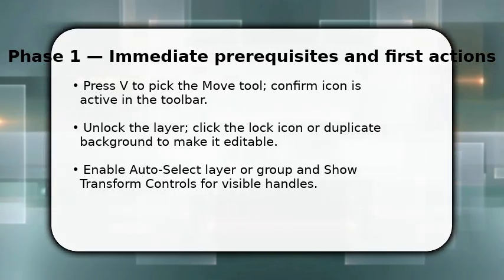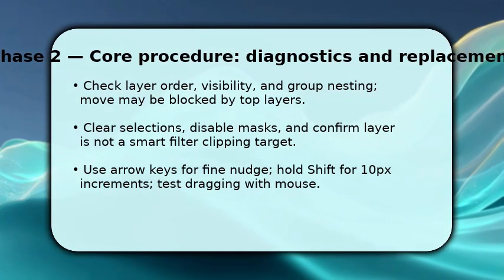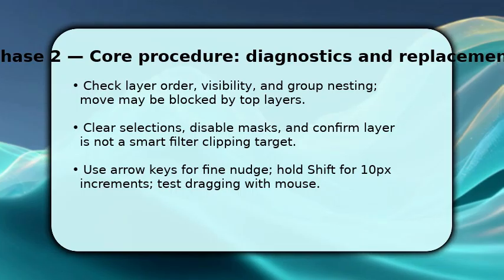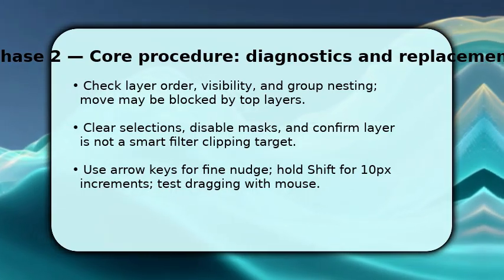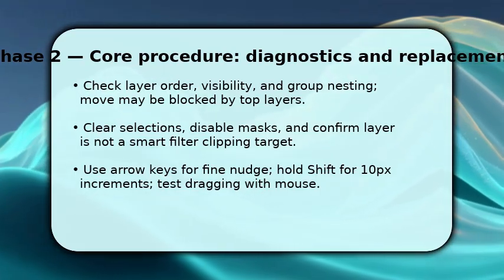Once the tool and layer are ready, inspect the layer stack. A top, invisible, or clipped layer can prevent movement. Make sure masks or vector masks aren't holding pixels in place. Disable them briefly to test. If the layer is a smart object, double-click to edit or rasterize if needed.